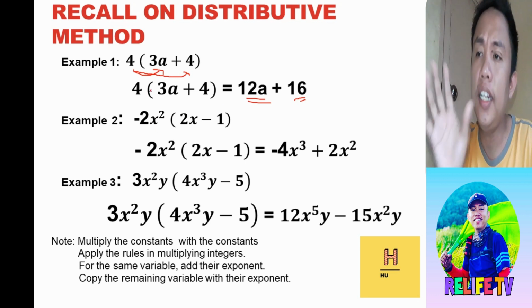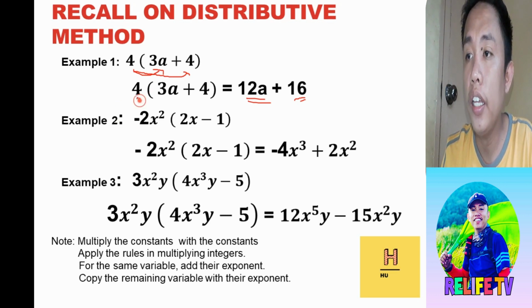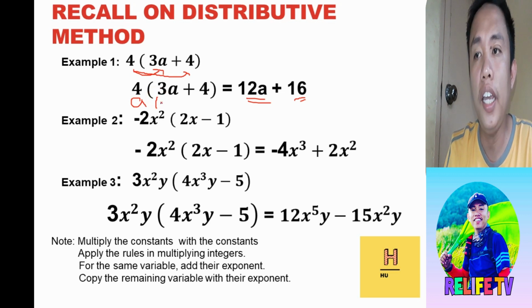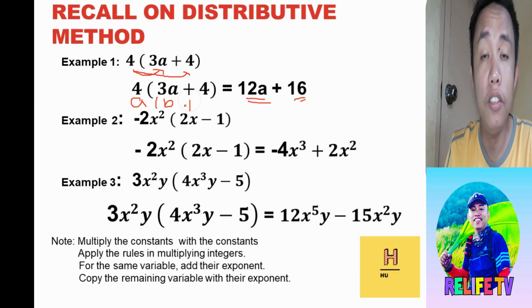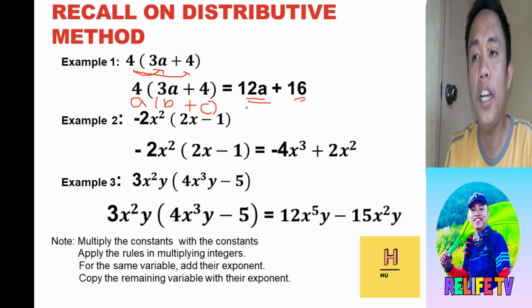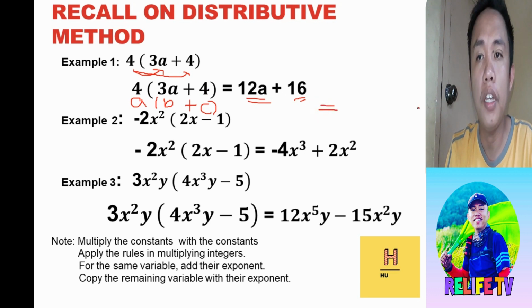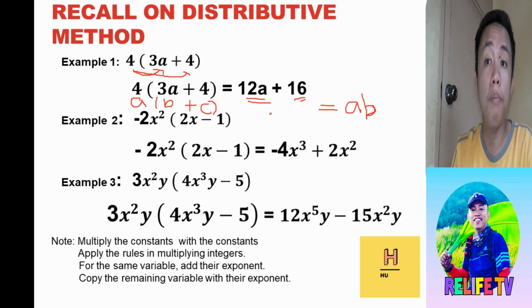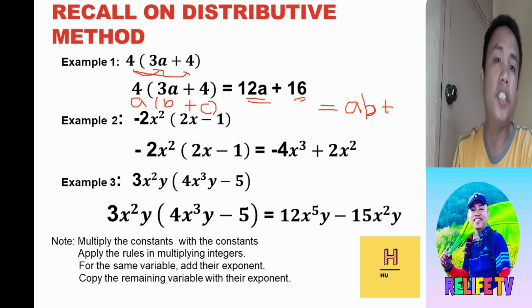So, dito parang sinasabi natin na yung a ay yung 4. Samantalang yung 3a naman, siya yung b kanina. Tapos dito, may plus sign tayo dito, which is a process. We have c. Pag sinulat natin siya, a times b, yun yung ab. A times c is AC. Ito yung distributive method.